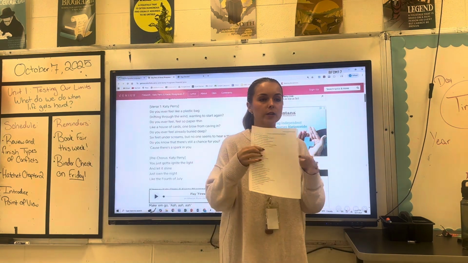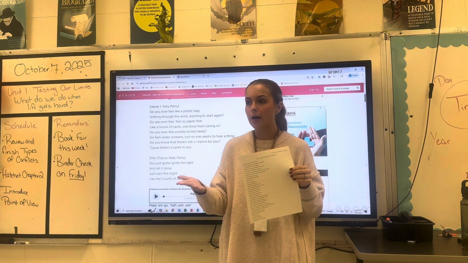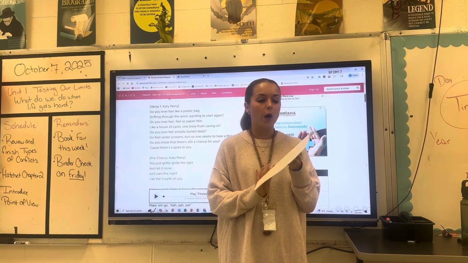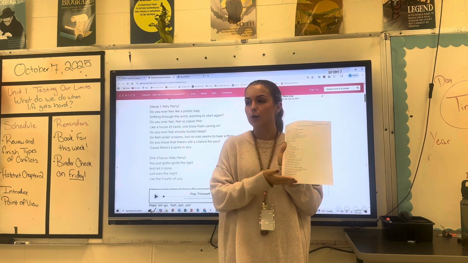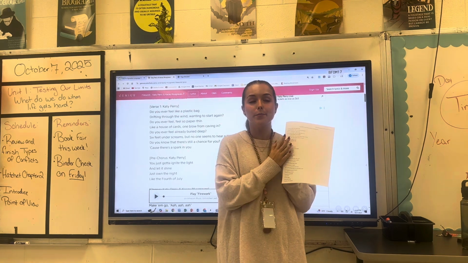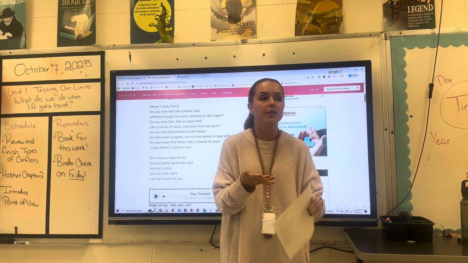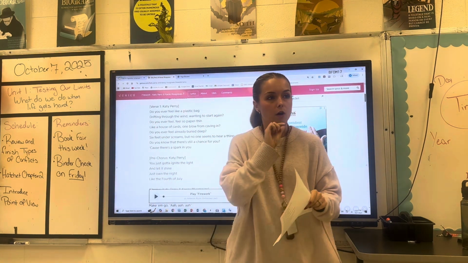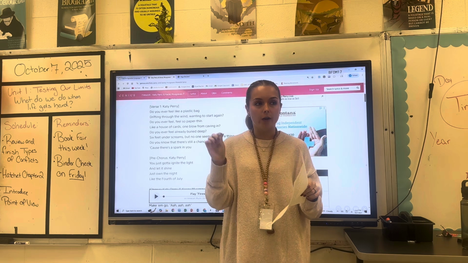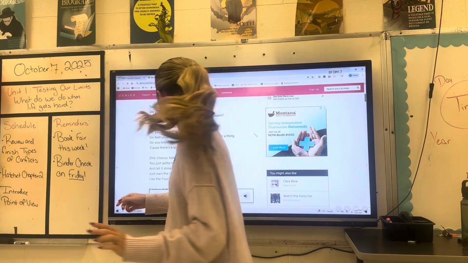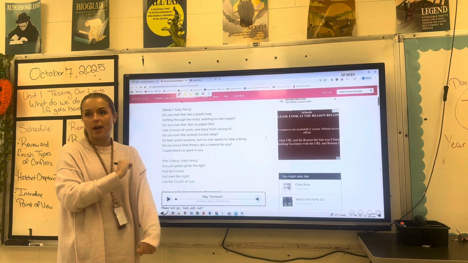Alrighty guys, so I just finished passing out this paper to you, and we all have our highlighters. We are going through the song Firework by Katy Perry, and we're going to see if there's any figurative language that we can find in the text. So I want you to follow along, highlight or underline what I underline and highlight on the board. Okay, so now let's start at the top.